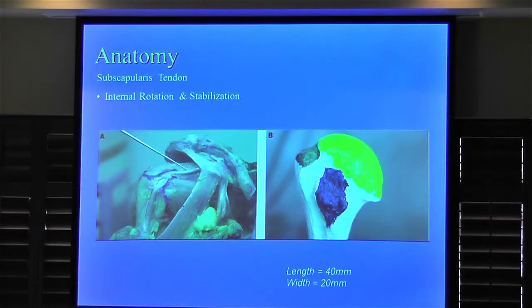The subscapularis tendon is involved in internal rotation and stabilization of the shoulder. It also has a very large footprint. And it's one of the unique tendons in that it has direct tendinous insertion on the bone and muscle fibers. The tendinous insertion is more superior and middle and provides the biomechanical effect of internal rotation and stabilization. There are direct muscle fiber insertions on the bone that biomechanically aren't really relevant and maybe vestigial.